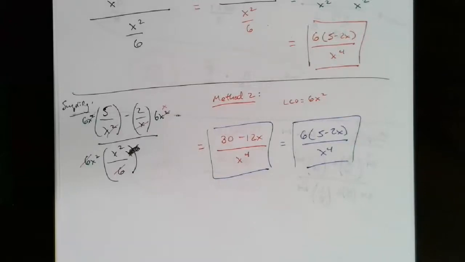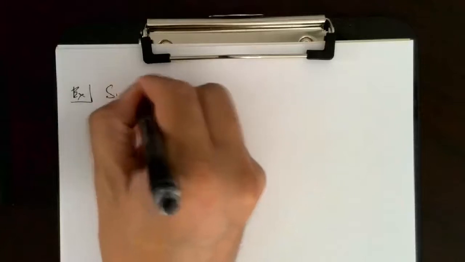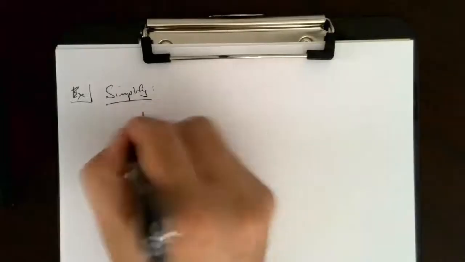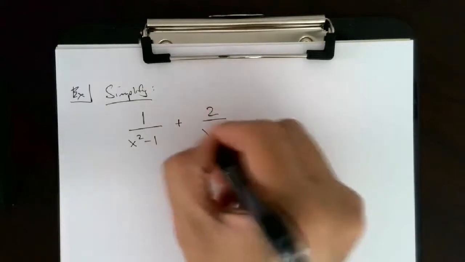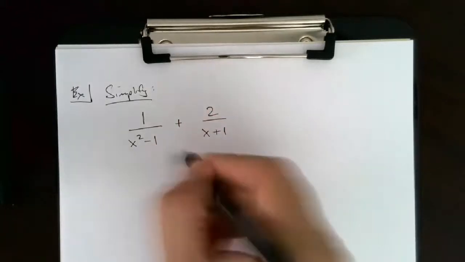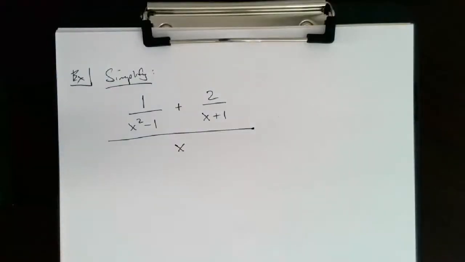Let's take a look at another one here. If I said, for example, to simplify, and I had 1 over x squared minus 1 plus 2 over x plus 1, all over x. So first off, it's a complex fraction.